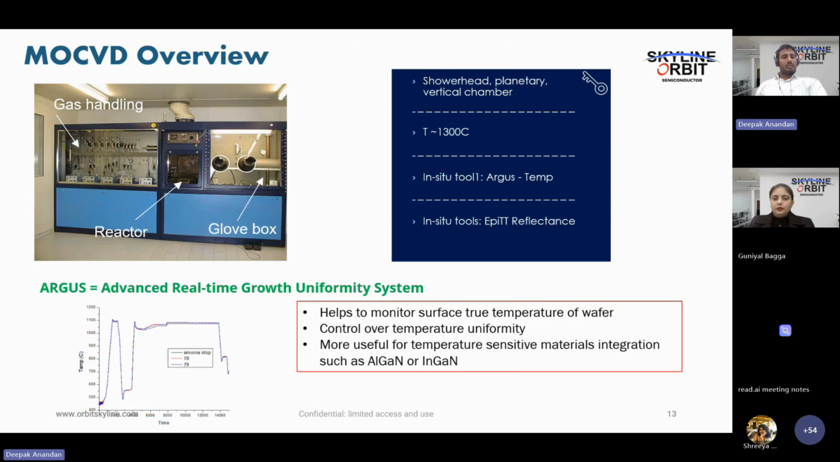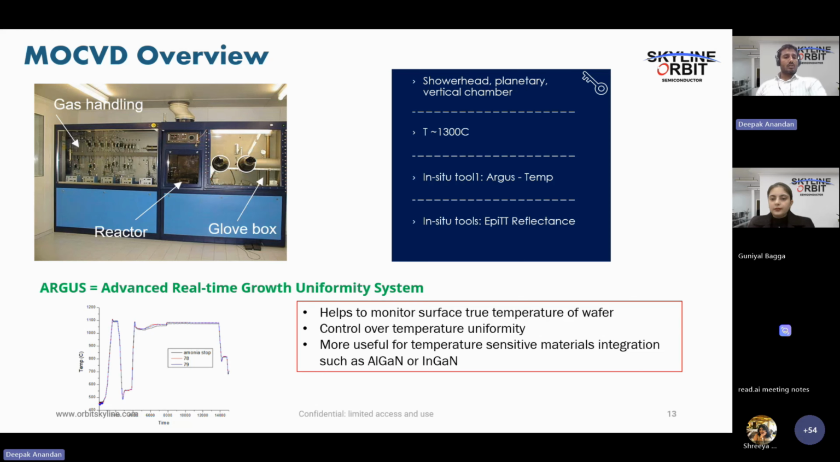So in order to grow high quality gallium nitride, we always look for epitaxial techniques, and the most used industry-adopted growth technique is MOCVD, metal organic chemical vapor deposition, where it can go up to 1300 degrees Celsius. And the MOCVD usually comes with two different chamber designs. One is the vertical showerhead, another one is the planetary design. So based on the application, people opt for one of the options.